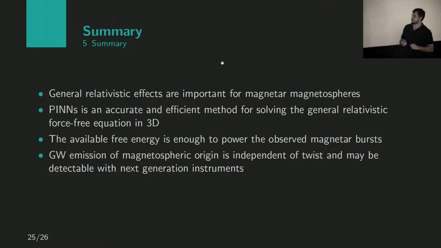So this is it for me. I'll summarize that the general-relativistic effects are important. In general, you do have differences in the magnetospheric configuration and in the emission that this produces if you include the relativistic correction, so it's important to do it. PINNs are a pretty accurate and efficient method to solve this kind of problem, and I have compared this with other methods, and PINNs are, from what I have used, the best way to solve this problem.